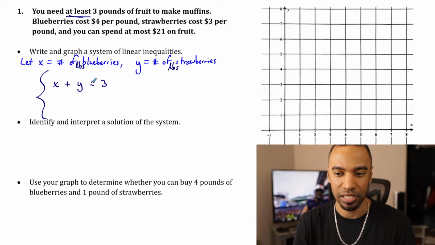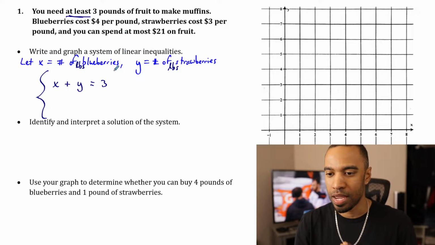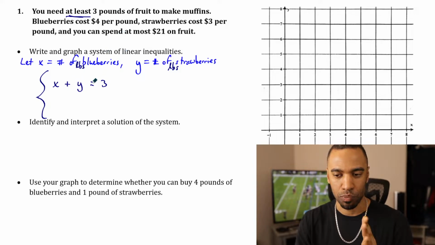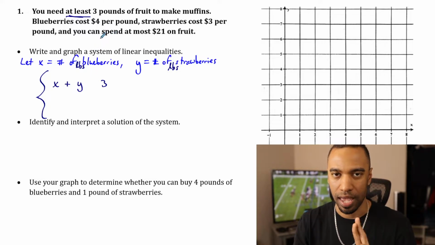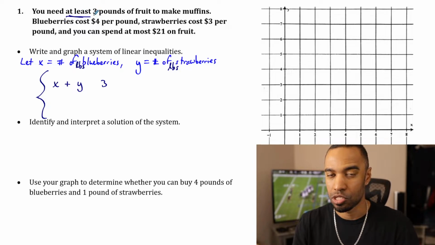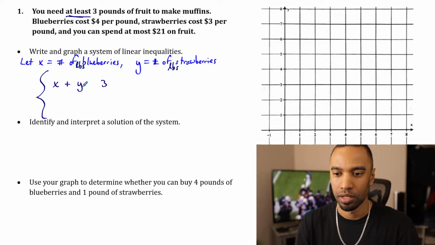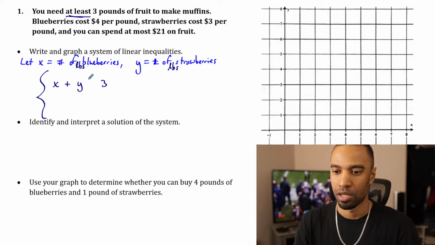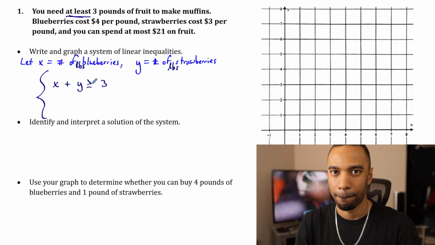However, should it be less than or equal to 3 or greater than or equal to 3? Remember, 3 is the barrier. It's that threshold. It's the boundary. And we state, do we go on one side or the other? Let's find out. At least 3 pounds. That means 3 or more. Our purchases need to exceed 3 or be equal to, greater than or equal to right there.